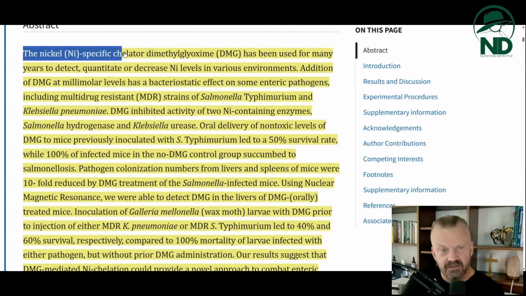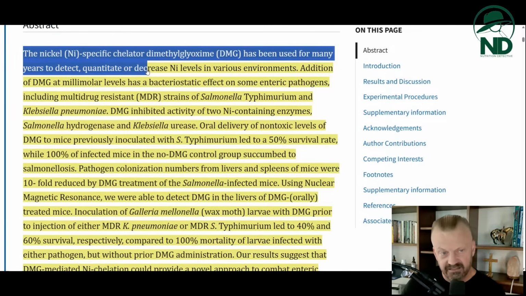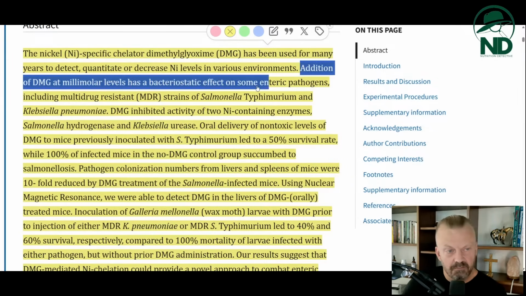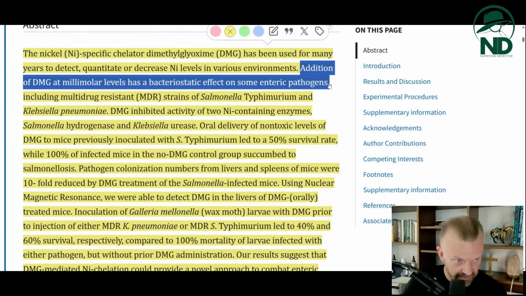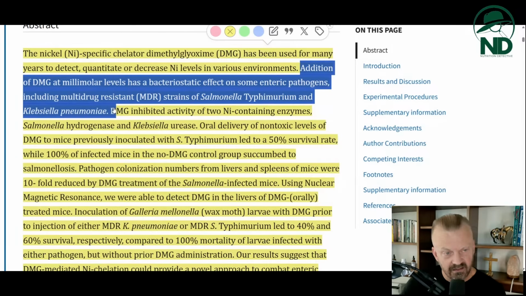The nickel-specific chelator, dimethylglyoxime, has been used for many years to detect, quantitate, that's count up how much, or decrease nickel levels in various environments. Addition of DMG at millimolar levels has a bacteriostatic effect, as in it stops the bacteria, on some enteric pathogens, gut bacteria, including multi-drug resistant strains of Salmonella typhimurium and Klebsiella pneumoniae.